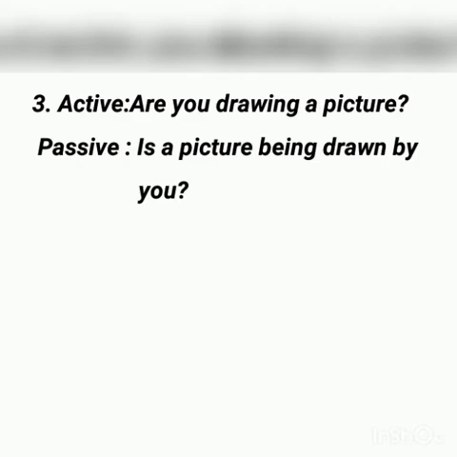Let's change into passive. Since we are going to change into question form, we need to start with is. A picture being. The third form of draw is drawn. By, take down you. Is a picture being drawn by you?